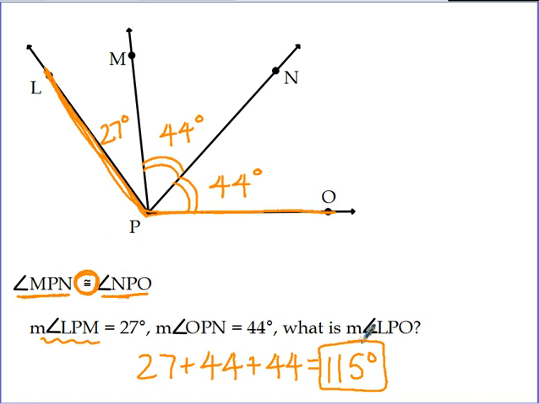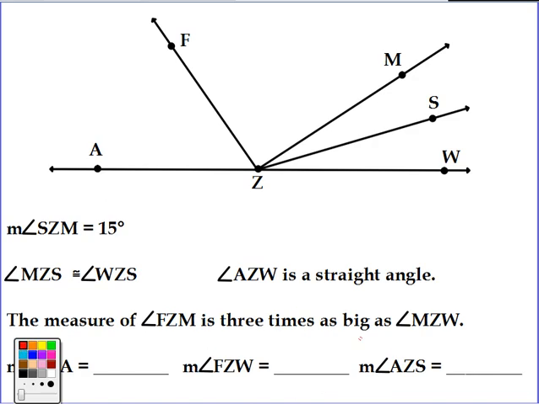And now our last example. And this one has a lot of information going on. But the first thing they tell me is SZM is 15 degrees. So let me find SZM. SZM is this little angle right in there, 15 degrees.